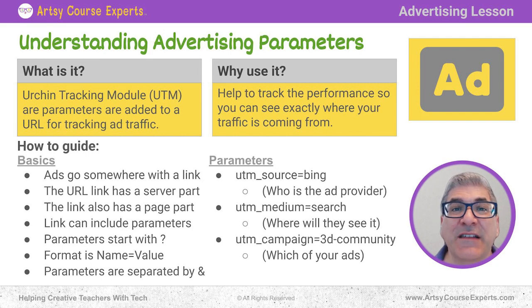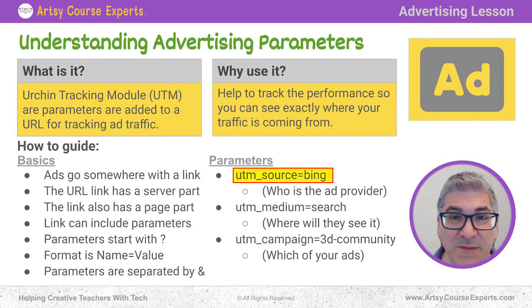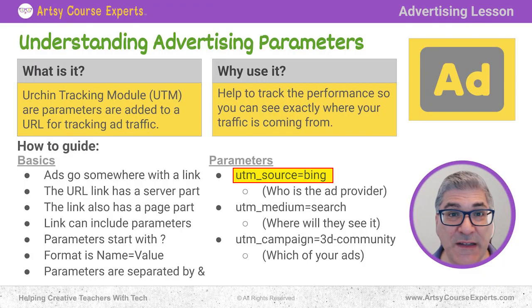The first one is utm_source. This is the ad provider, where these ads are coming from, right? Because you might be using multiple ad providers. So you want to know that, for example, these ads are on Bing. So utm_source equals bing. That would be the first parameter that you'll probably want to use.